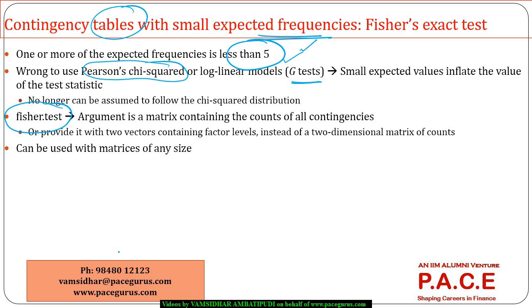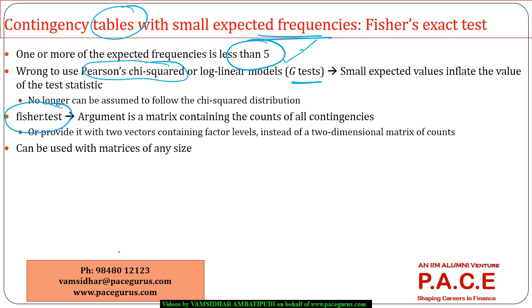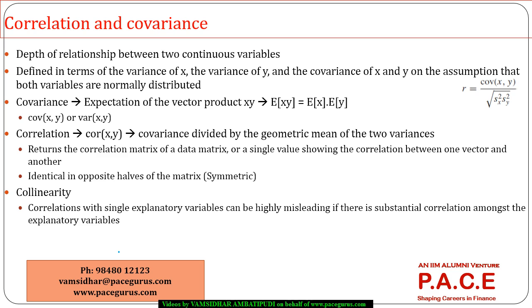So if your sample size is much, much smaller, or if the expected frequency of any of the groups is very small, then Fisher's test will come in much more handy compared to using a Pearson chi-square test or probably relying on a g-test as well. Now, once we are done with understanding the relationships between two categorical variables, we will move towards our next topic, wherein we are looking at the relationship between two continuous variables.